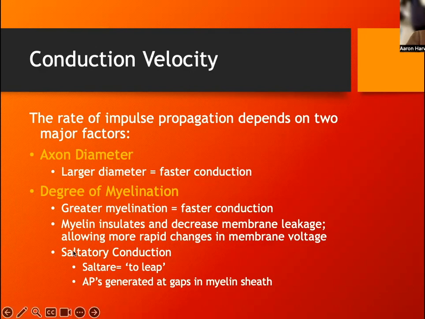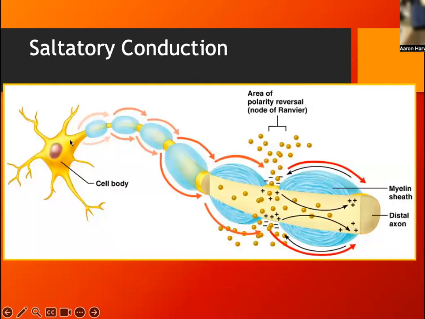And this is coming back to that saltatory conduction. Saltare is a Latin word that means to leap. So the action potentials generated at the gaps of the myelin sheath have to leap from gap to gap. So here you basically have a cell body, you have an axon, and we have myelinated sheaths here in the blue. So you can basically see that the APs are only generated within the myelin sheath gaps, and they appear to jump rapidly from myelin sheath to myelin sheath.